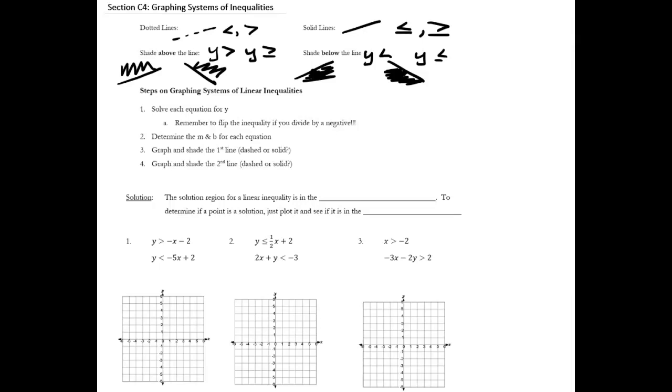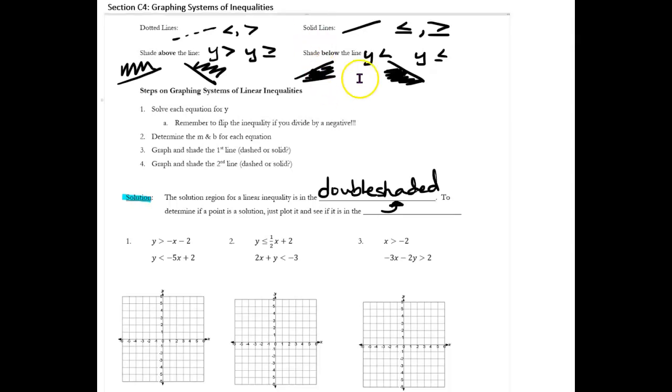Okay, so the solution to a system of linear inequalities is in the darker area, right? It's the double shaded region. To determine if a point is in the solution, just plot it and see if it's in that area.